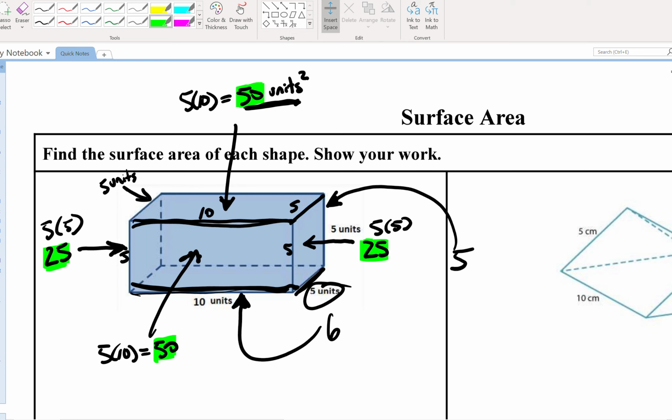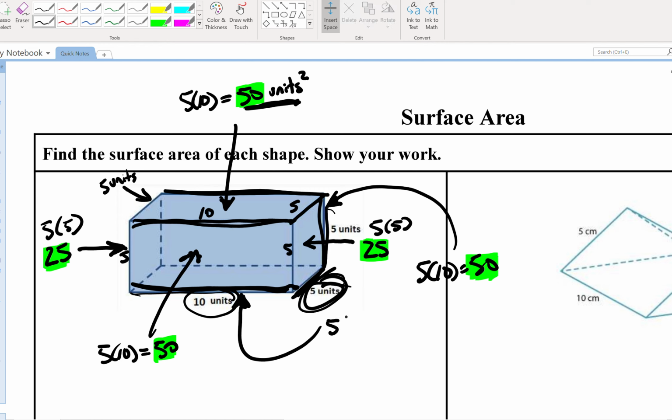That was number 4. Number 5, that's in the back. That is 5 units by 10 units, and so that's 5 by 10, which is again 50 square units. And then finally underneath, it's 10 units long and 5 units wide. So the sixth one would be 5 times 10, and it's 50.